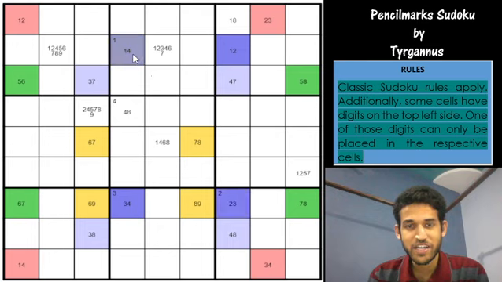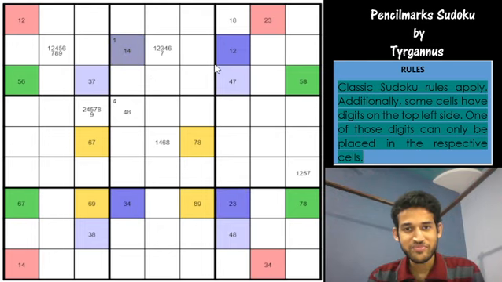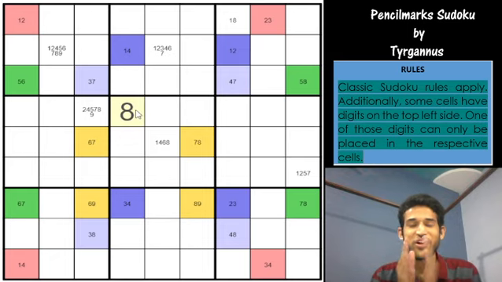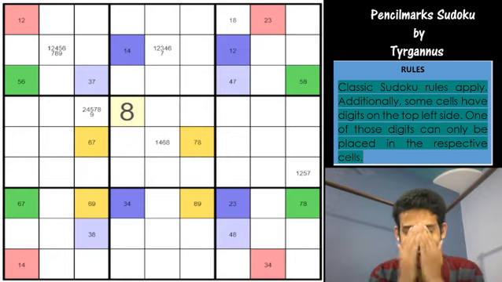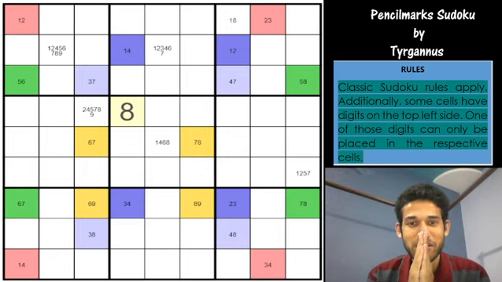This can't be a 2, this can't be a 1. So that's not a 4 and that is an 8, and we've got our first digit in the Sudoku after 22 minutes of solve. Amazing, guys. Really enjoyable Sudoku. Awesome one.